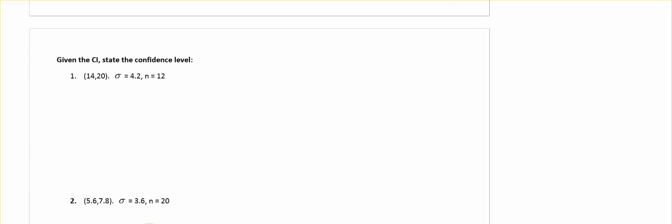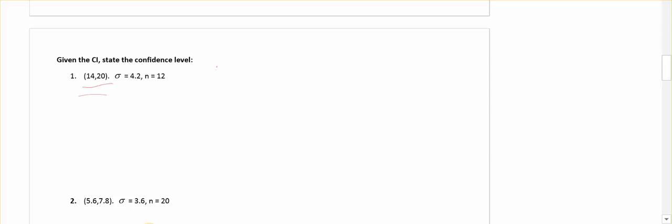Okay, so on this page, I'm kind of making you think backwards for the most part. So we're given some clues and we're asked to find certain things about it. So we're not creating confidence intervals this time. So I gave you a confidence interval, 14 to 20. So what do you know about that?